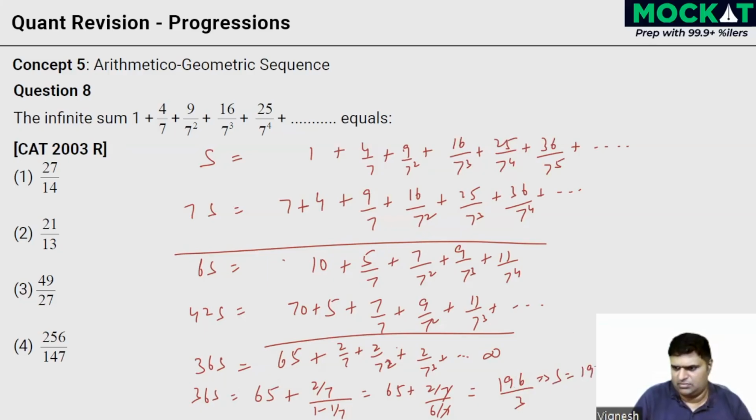196 divided by 36 into 3, which comes to 108 over here, right? What does it look like? 196 and 108, I can divide by 4, and we're going to get 49 by 27, right? So option 3 over here becomes the answer.